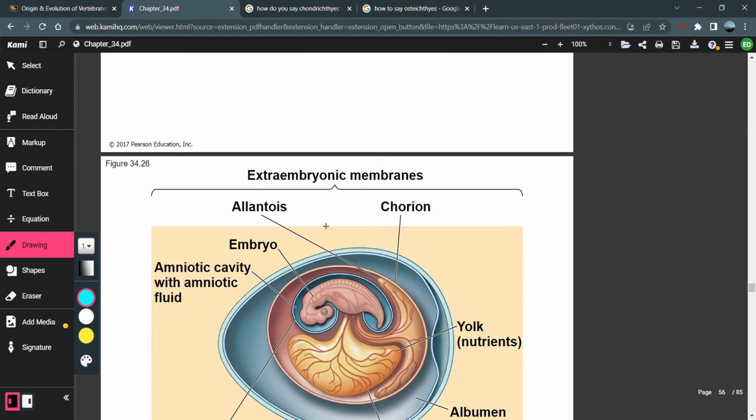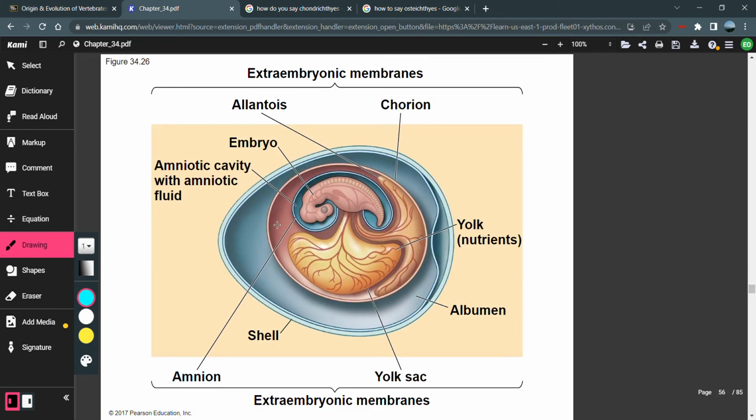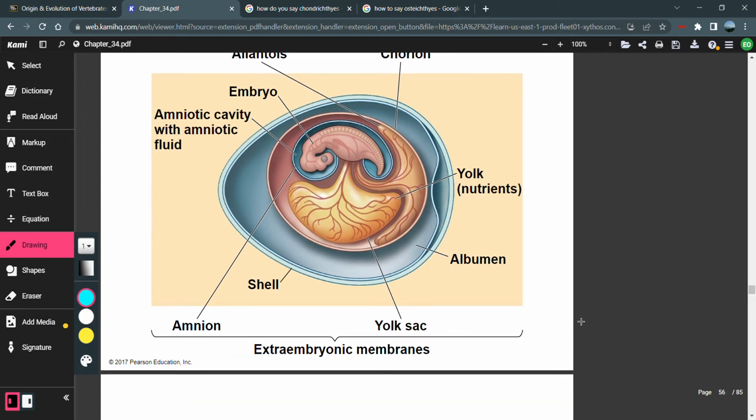So amniotes have these characteristics: the allantois, which is for metabolic wastes, thrown in like a trash bag. The chorion, where gas exchange occurs. The amnion, which cushions shock, and the yolk sac, which is nutrients for the embryo.